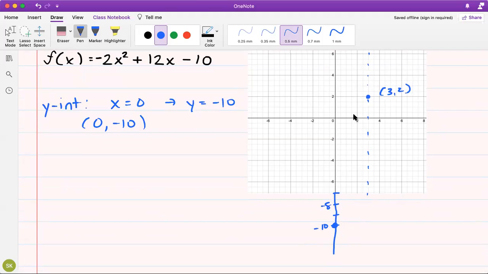Now remember that this graph is symmetric. So if we have a point here, it should be on the other side as well. Notice that 0 is 3 units from 3 here. So we need to go over 3 units and then down 10. So this point is (6, negative 10). And this point is (0, negative 10). This is all we really need to graph this function.